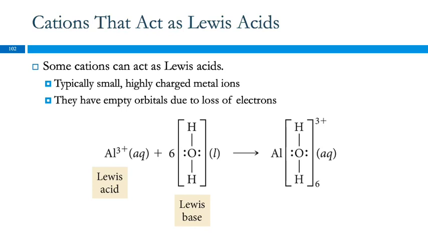Okay, so we talked about these small, highly charged cations. These are acting as Lewis acids. So here we have an aluminum 3+ ion. It's got empty orbitals because it lost some electrons. So here we have water, which can act as a Lewis base. The oxygen has a lone pair. It can donate a lone pair to the aluminum and form an adduct between aluminum and water.